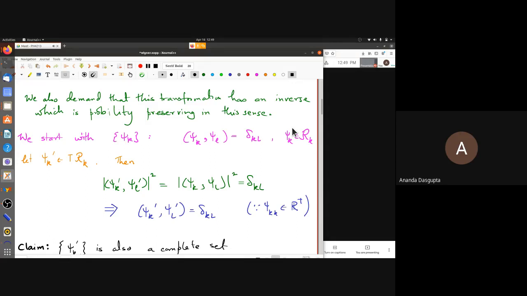So I start by choosing an orthonormal basis on my vector space, psi1, psi2, psi3, whatever. For each of psi1, psi2, psi3, there is a ray R1, R2, R3 corresponding to it, and so on. And then whatever symmetry transformation we are thinking about, let's apply this on our rays. R1 gives me TR1, R2 gives me TR2, and so on. And then what we are going to do is just choose some vectors psi k prime from TRk.